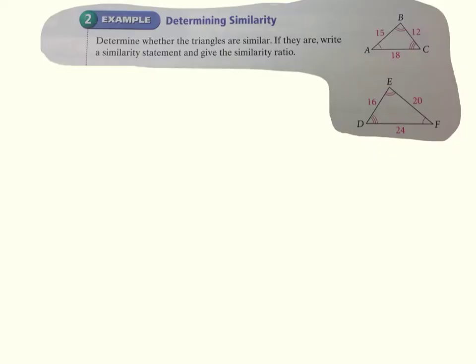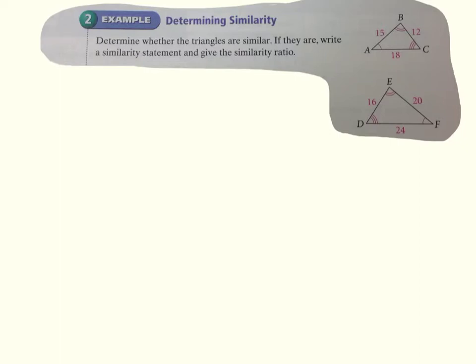In example 2, they're asking us to determine whether the triangles are similar, and if they are, to write a similarity statement and give the similarity ratio. Well, for us to figure out, first of all, we can see all the angles are congruent. Now, for them to be similar, the sides must also be proportional.